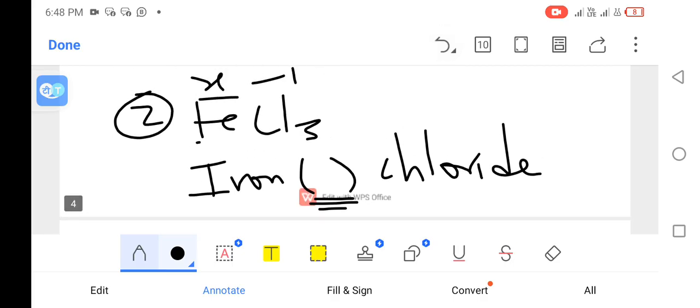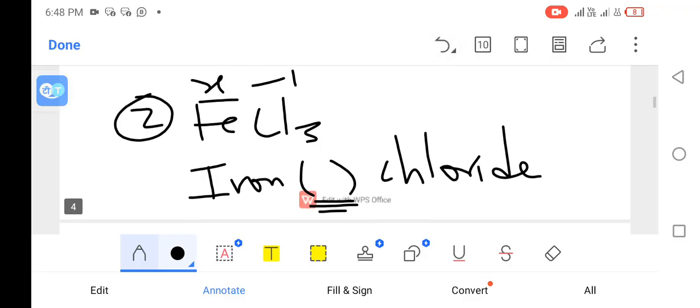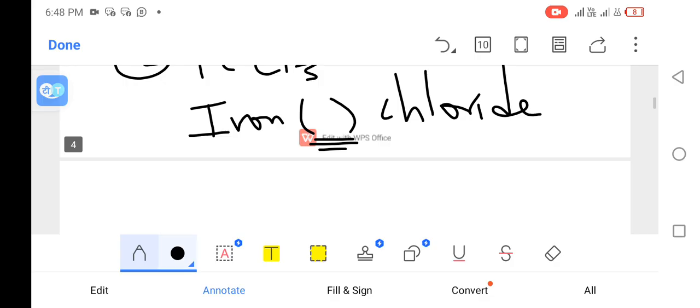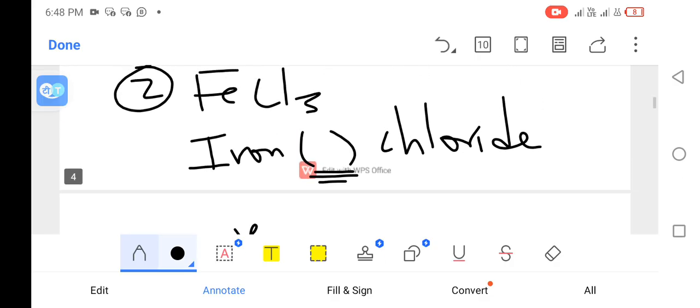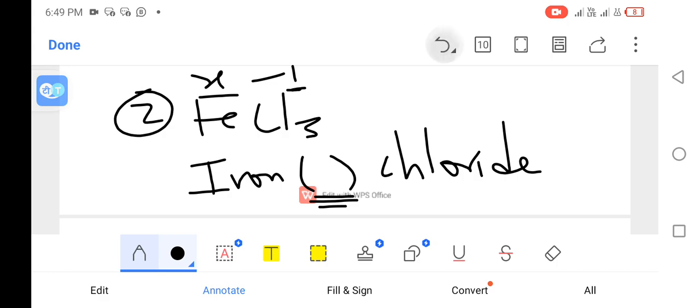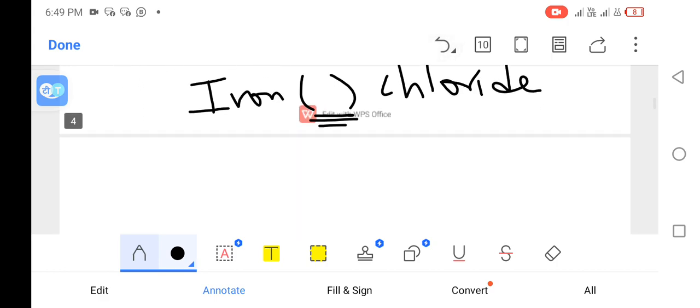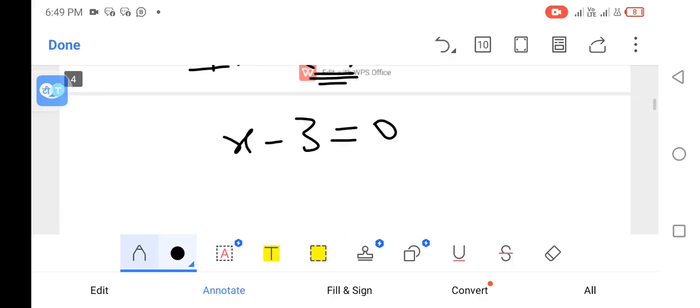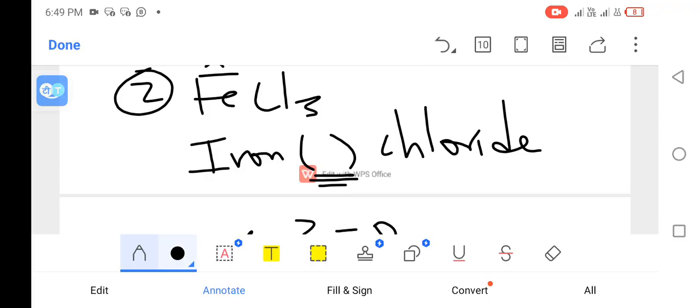How many iron is here? It's 1, and there's no other number at the bottom, so it's only 1 iron. So 1 times the x on top is x. Then here 3 times -1 gives us -3. So we have x minus 3 equal to 0. That gives us x equals 3. Therefore, this is iron trichloride.